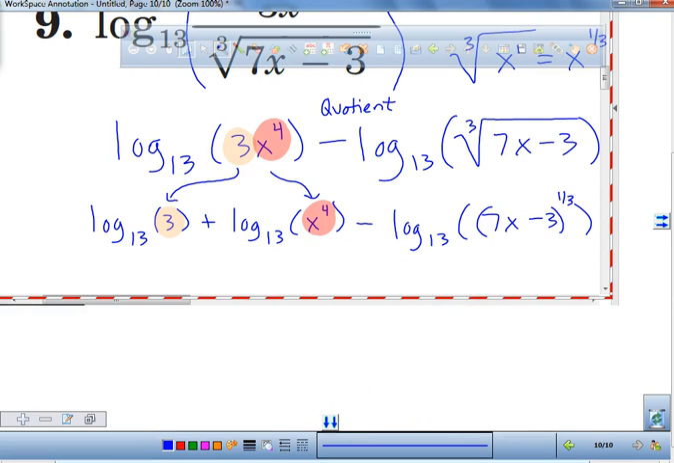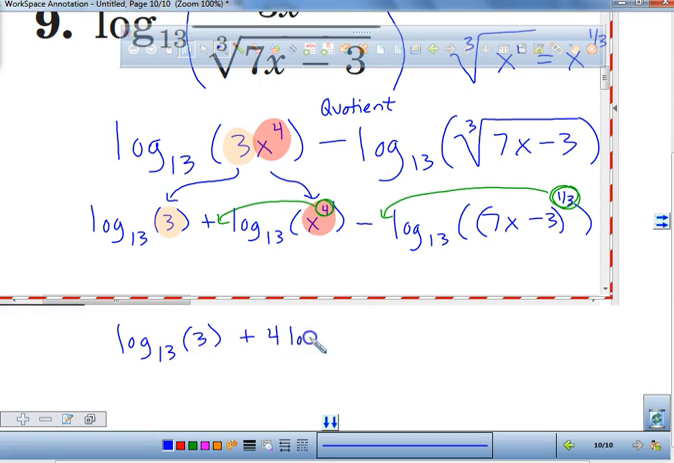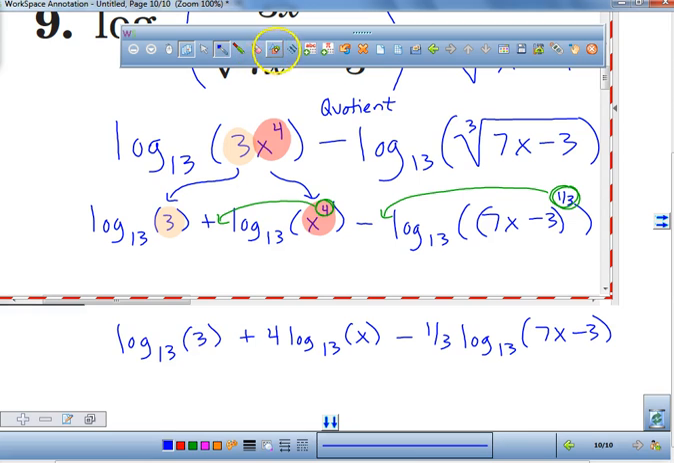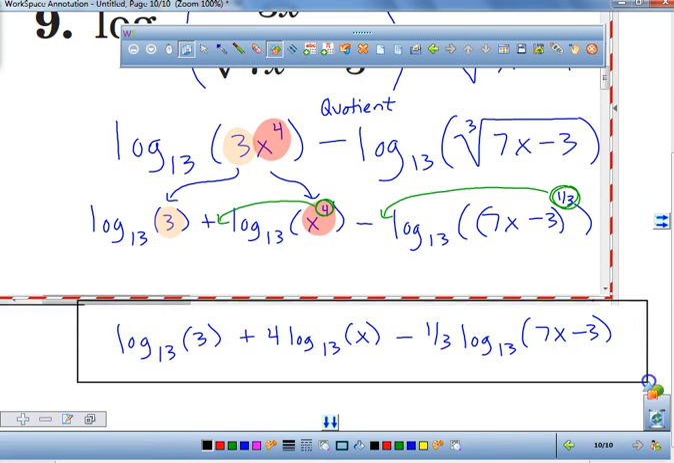Once everything is expanded, the last thing you have to do is use the power property right here, and right here, and move those powers up in front. So the first one just stays the same. We're going to put the 4 up front, and then we're going to put the 1/3 up front as well. And this is your final answer of 100% expand.